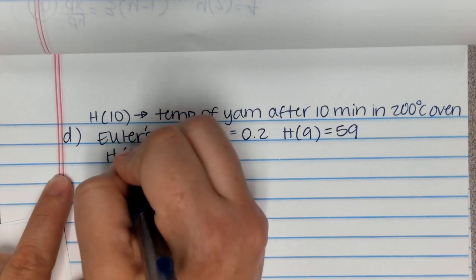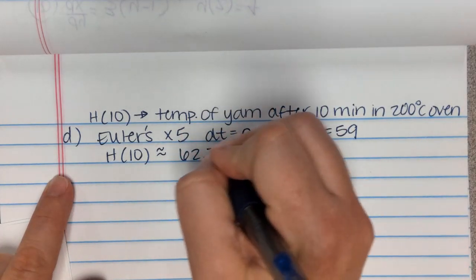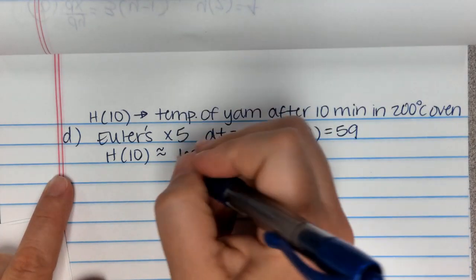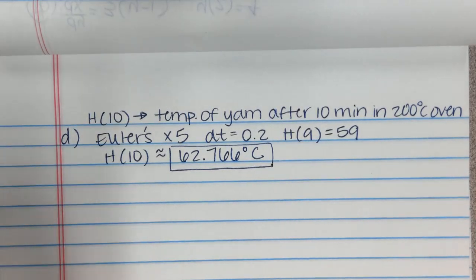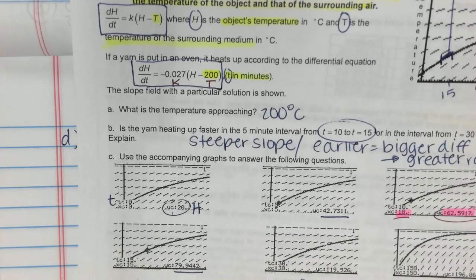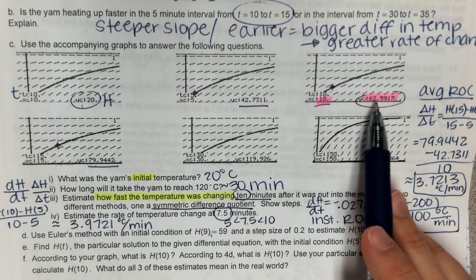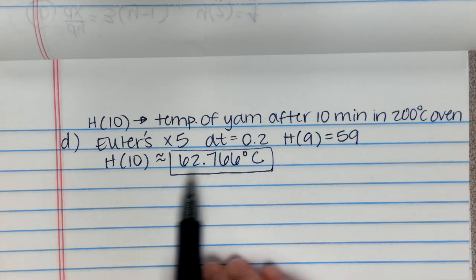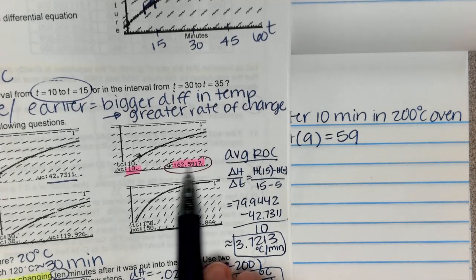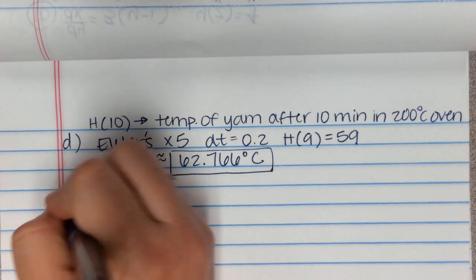And h of 10, I'm just going to tell you, if you did Euler's method, you would get 62.766 degrees Celsius. What was the temperature of the yam at 10 minutes from these snapshots? 62.5917. Oh, look how close that is. So Euler's method would get us a really good approximation. That was the actual temperature that we pulled. Okay. All right.